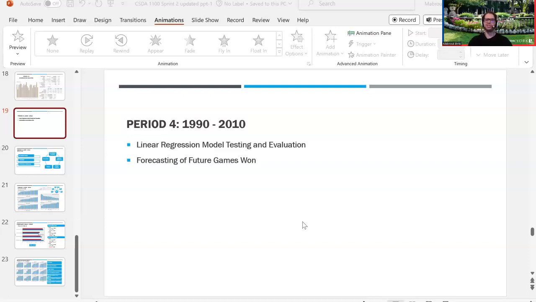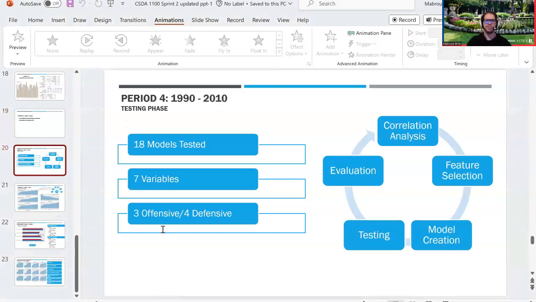My name is Mabruk, and I will be covering the period for future forecasting and the conclusion for my group's presentation. So for period 4, I tested a total of 18 models using 7 variables with a split of 3 offensive and 4 defensive, beginning with a correlation analysis to determine feature selection, followed by model creation and then testing and evaluation. That was the process followed for all of the models tested.